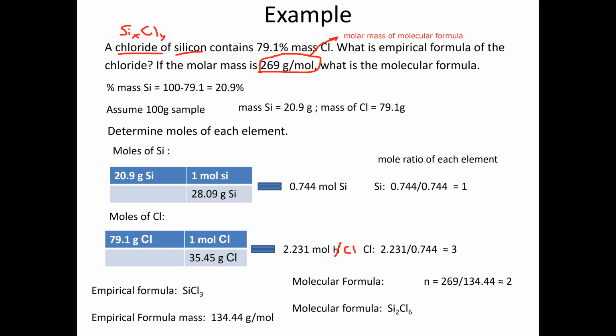So again, if we're given percents of mass, we convert them to mass of each element. We find the moles of each element. We divide by the smaller number of moles to get the ratio. If the ratio is whole numbers, we have the empirical formula. We determine the molar mass of the empirical formula. We have the molar mass of the molecular formula. We find the ratio between the two. We multiply it by the empirical formula. Doing the same steps every time.